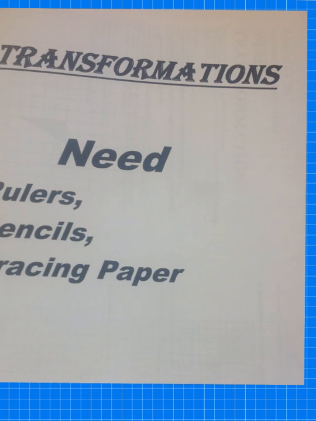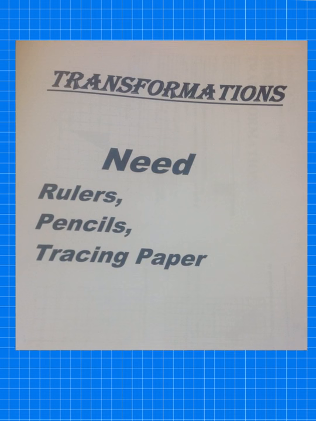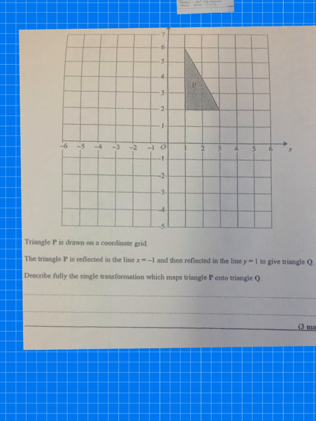Hello, so in this video I'm going to discuss the transformations booklet, and for transformations we need rulers, pencils and tracing paper. So the first question is about a triangle. This triangle P is going to be reflected in the line x equals minus 1, then reflected in the line y equals 1 to give us the new triangle Q, and then you have to describe the single transformation that maps P onto Q.